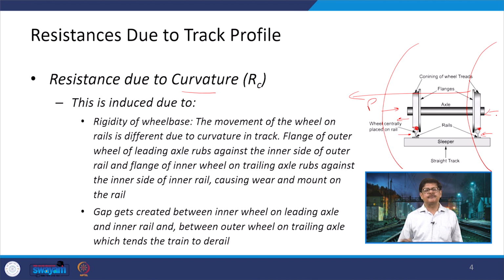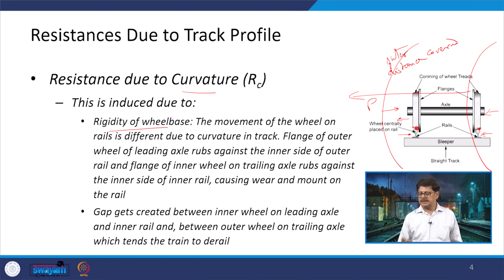This is a rigid frame, and due to that particular rigid frame, this type of situation will arise. So, if we talk about the rigidity of the wheelbase and the movement of the wheel on rails, this is going to be different because of the curvature, because on the outer side the distance covered is more. Whereas, on the inner side, the distance will be lesser, that we already discussed with respect to the diameter of the wheel.